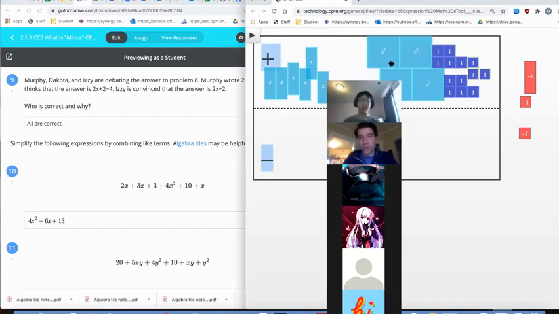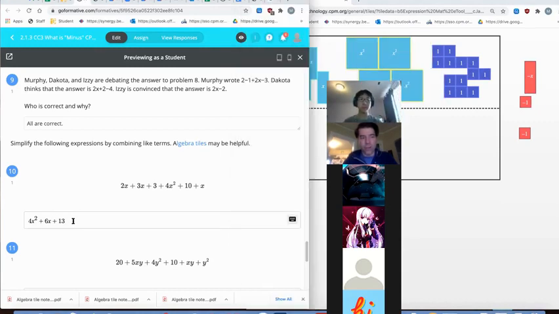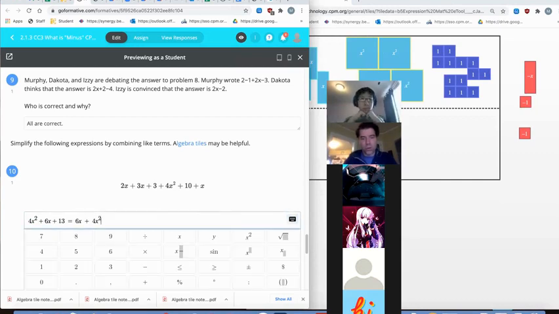So I'm putting down my answer as 4x squared. You guys can see it over here. 4x squared plus 6x plus 13. Same thing. The way that I have it drawn out, though, is 6x plus 4x squared plus 13. Either way.